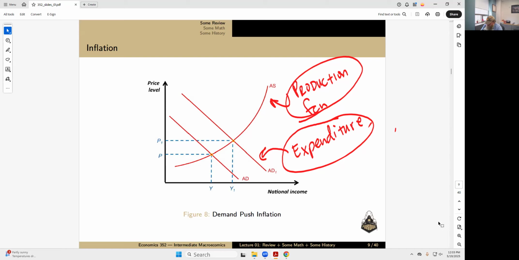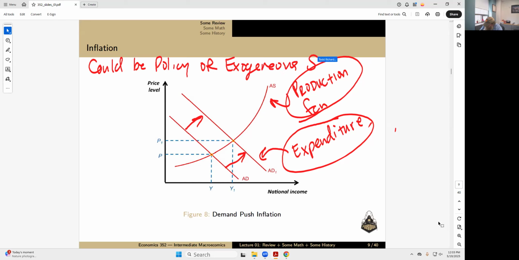And so in this particular graph, you can see that expenditure is increasing for some reason. This could be a policy. So this could be the government cutting taxes, or this could be the government increasing spending, or this could be what we refer to as an exogenous shock. So we could say could be policy or exogenous shock.